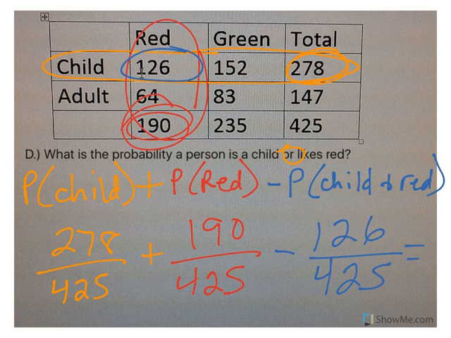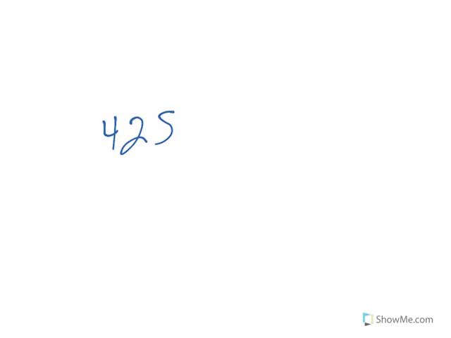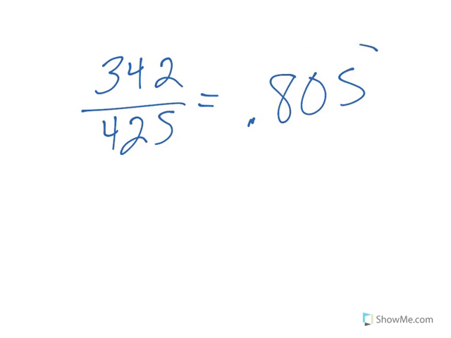So when I do this, notice my denominators are the same. So that stays 425. When I add 278 plus 190 and then I subtract 126, I end up with 342. And that gives me a decimal of 0.805. So there's my probability. Remember, probability goes from 0 to 1. So the closer you are to 1, the higher the probability. So this being a 0.805, we have a pretty decent chance of this happening because 0.8 is decently close to 1.